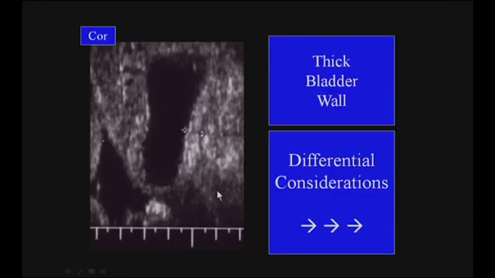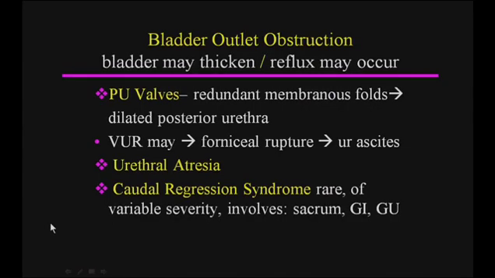This is a coronal image of a bladder which is thick-walled. The bladder looks a little less round than usual and more tubular and longer. Differential considerations include posterior urethral valves with their redundant membranous folds leading to a dilated posterior urethra. Vesicoureteral reflux, which can occur with valves or other reasons, may lead to fornix rupture within the kidney and the visualization of urinary ascites, which in most instances will be echoless.